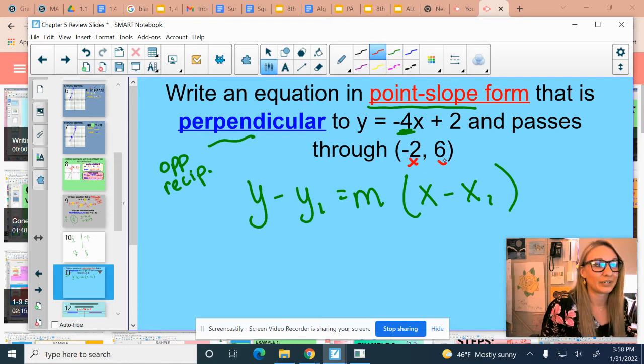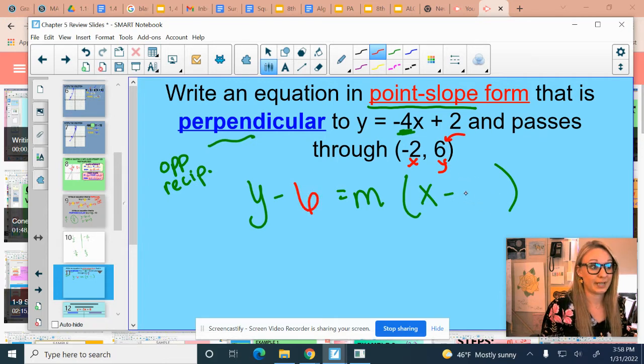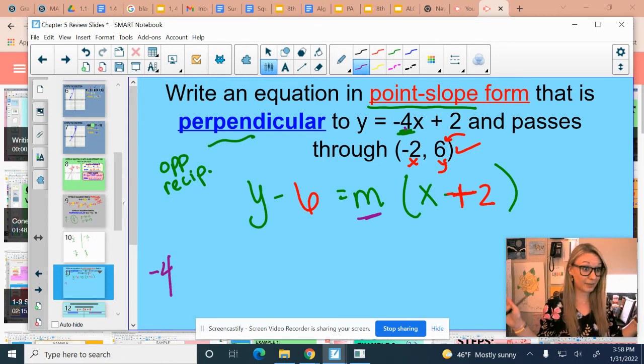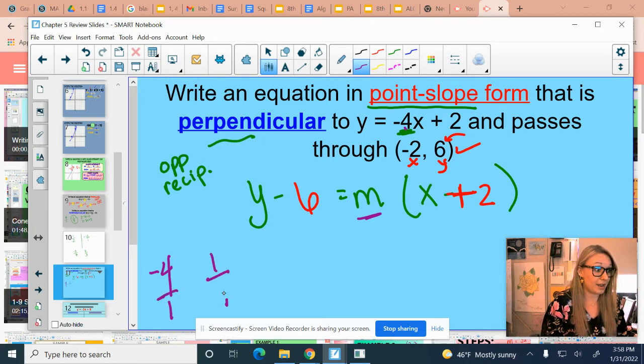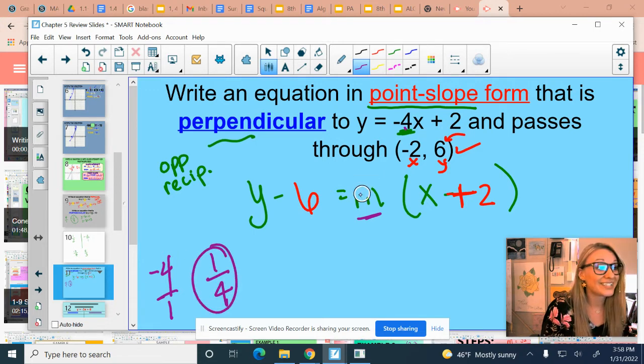So let's go ahead. Let's plug in our coordinate pair first. So instead of y1, my y value is 6. Now, when you plug in your x value, it's -2, but remember, when you do minus and negative, that turns into addition. Okay, this part, done. Now we need to take care of our slope. This equation tells us that the slope is -4, but I want a perpendicular slope. I want it to be the opposite reciprocal. Let's flip it, and if this is negative, make it positive. Look at that! That was so easy.